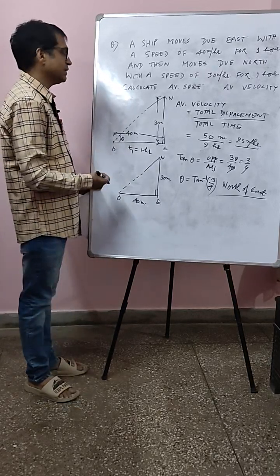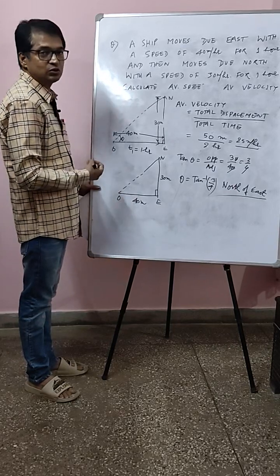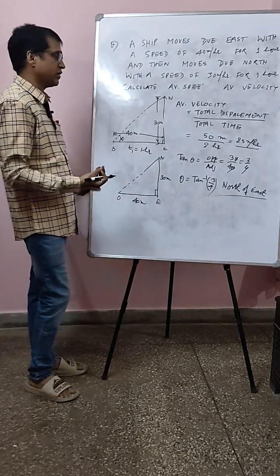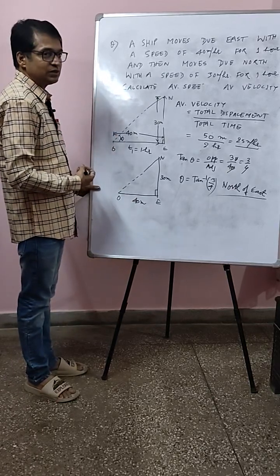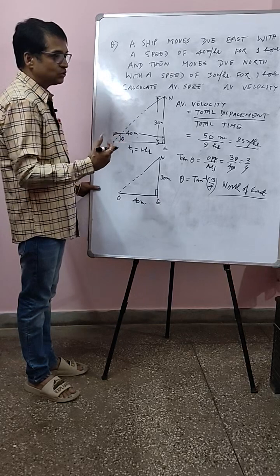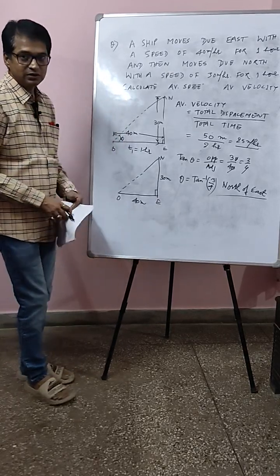So the trick is that in the first case we had to find average speed, where we take into account the total distance traveled. In the second part we have to find average velocity, where we find the total displacement. So average speed is total length upon total time, and average velocity is total displacement upon total time.